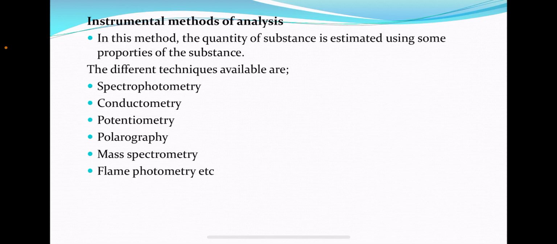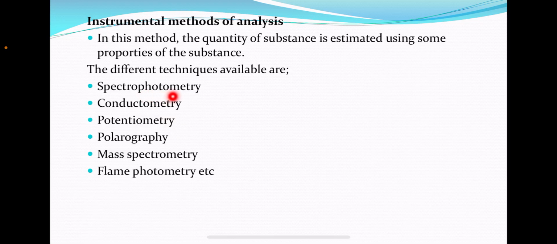So, these properties are measured at various concentrations using some instruments like spectrophotometry, conductometry, potentiometry, etc. The different techniques available are spectrophotometry. Spectrophotometry is the instrument which is going to measure the color. Here, spectra means color, photo means light, metry means to write. So, we are going to write the color of the solution or the color of the substance, that is the intensity of the color by passing the light, that is photo means light.